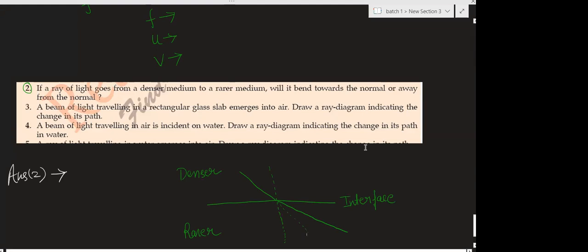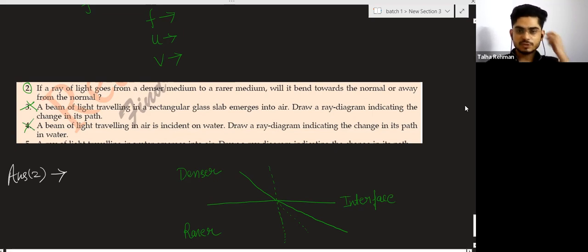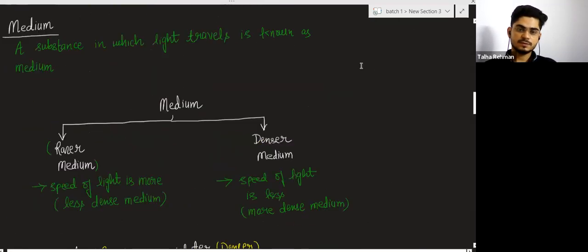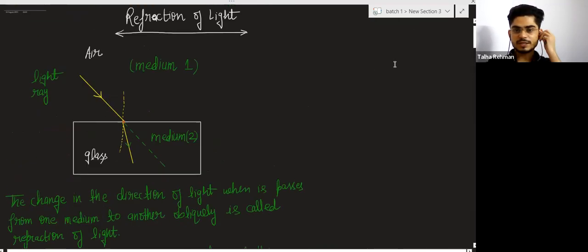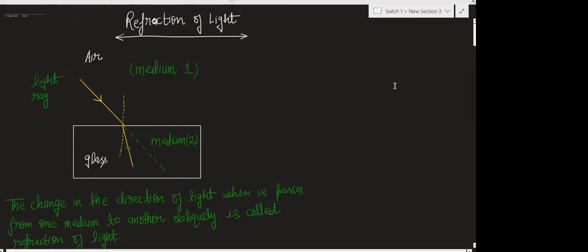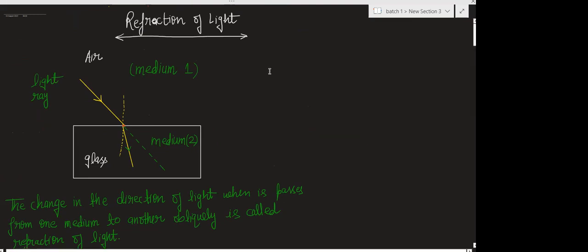Leave this question right now. Just do this: a beam of light traveling in air, incident on water, draw the ray diagram. These questions we will do in the next class. So I am just revising it for Arsia once more. Okay? All of you please. So Arsia, please see here. I'm just revising this once again. After that, I will discuss further.